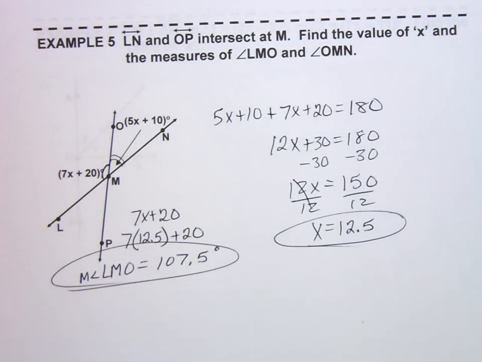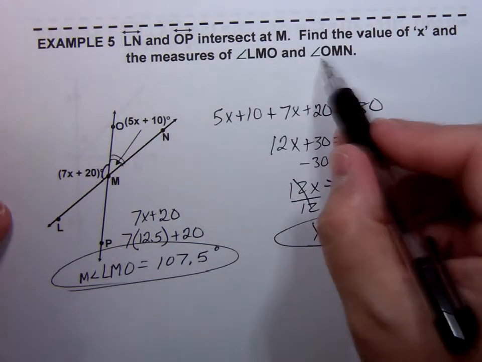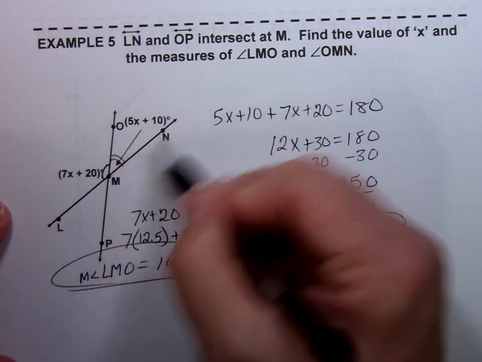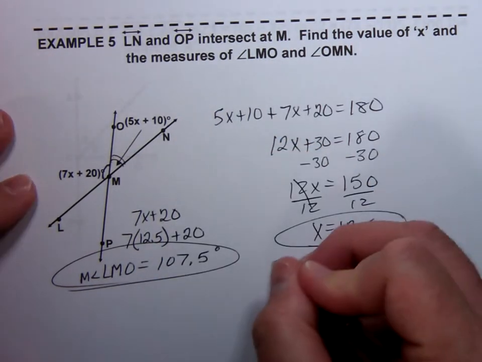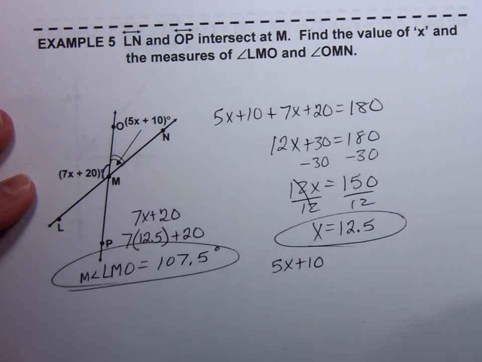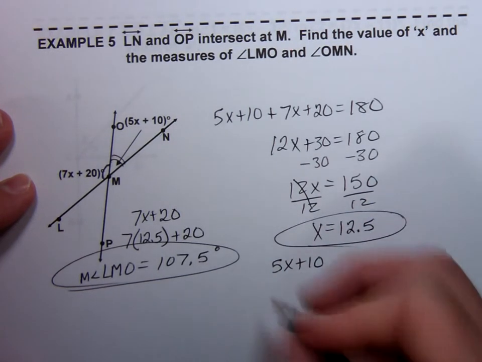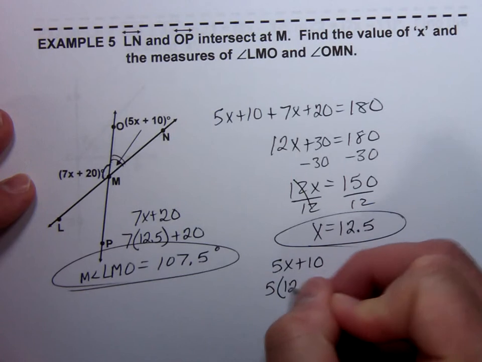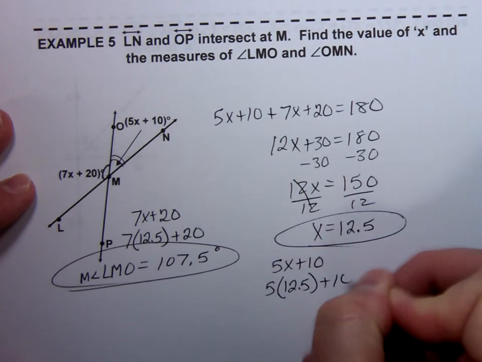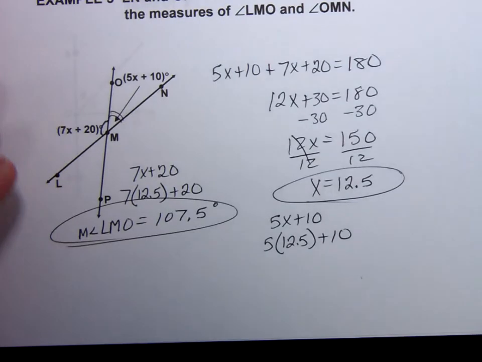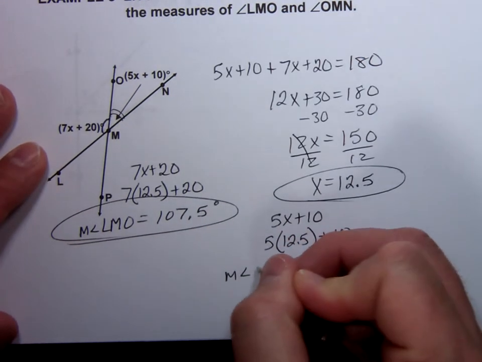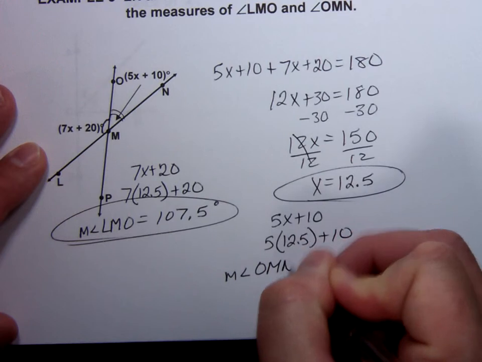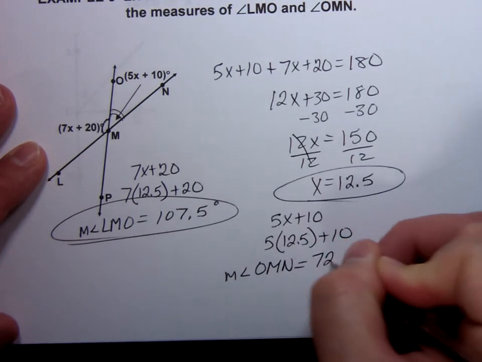Then we also are supposed to find the measure of angle OMN. Angle OMN is the 5x plus 10. It's the exact same process. I'm just taking that expression and substituting 12.5 in for x. If I do 5 times 12.5 and add 10, I find the measure of angle OMN is 72.5 degrees.